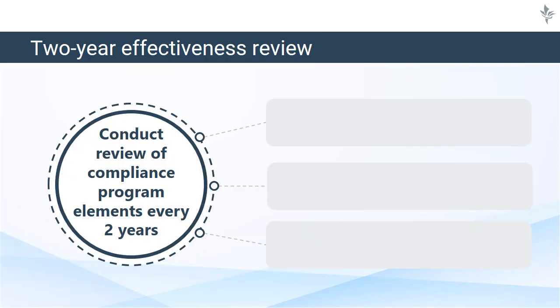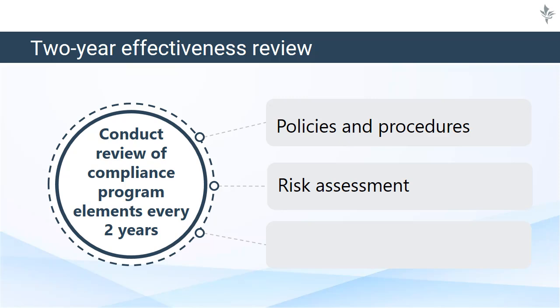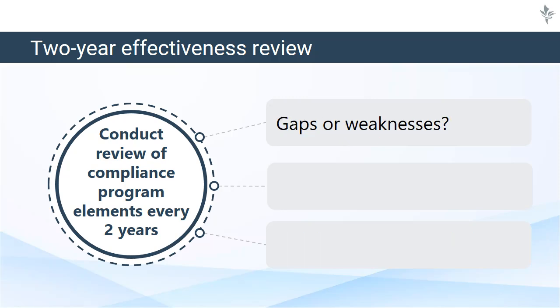This exercise of conducting a review completes the full circle to ensure your compliance program is effective. Every 2 years, you must conduct an effectiveness review of your compliance program, including the following elements: policies and procedures, risk assessment, and your training program and plan. This review should determine if there are any gaps or weaknesses that may prevent your business from effectively detecting and preventing money laundering and terrorist activity financing. The review should also help you confirm whether or not your documentation is up to date.